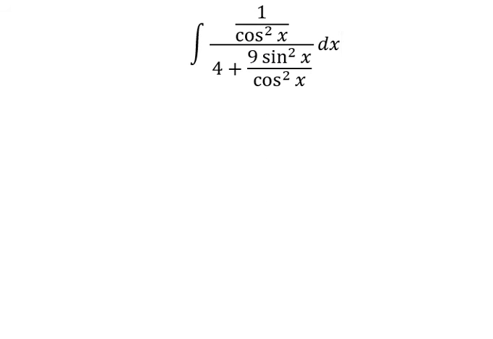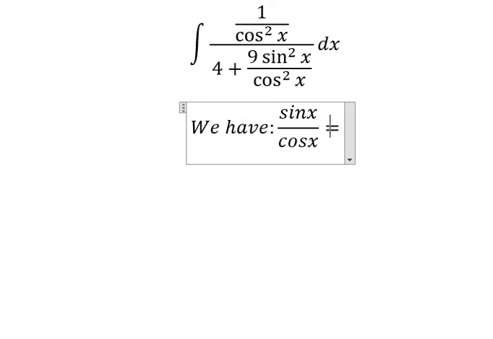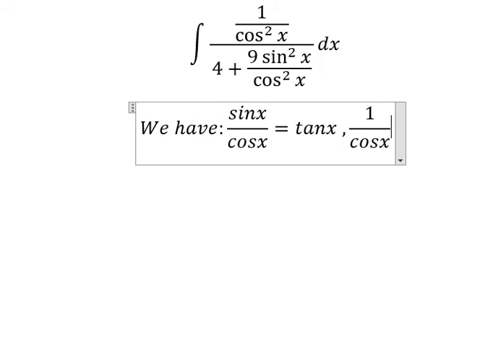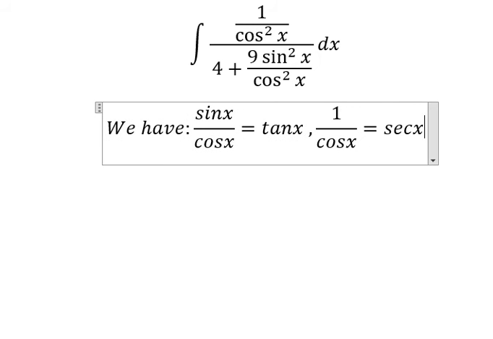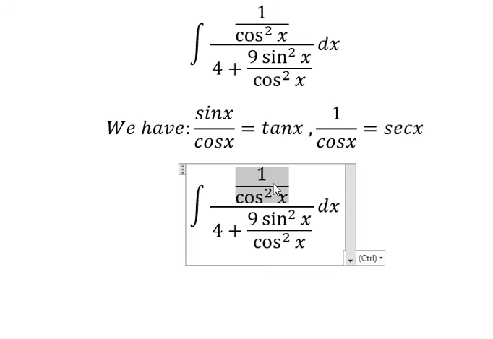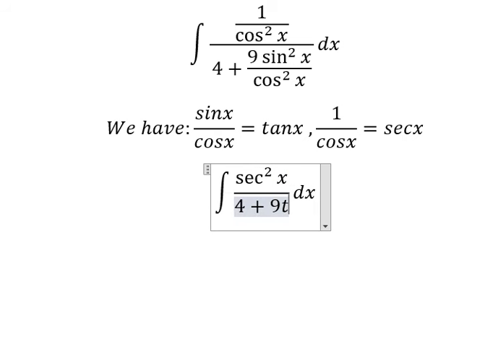Now we have the formula in here. Sine x over cosine x equals tan x, and 1 over cosine x equals secant of x. This one we have secant of x squared. This one we have 9 tan x squared.